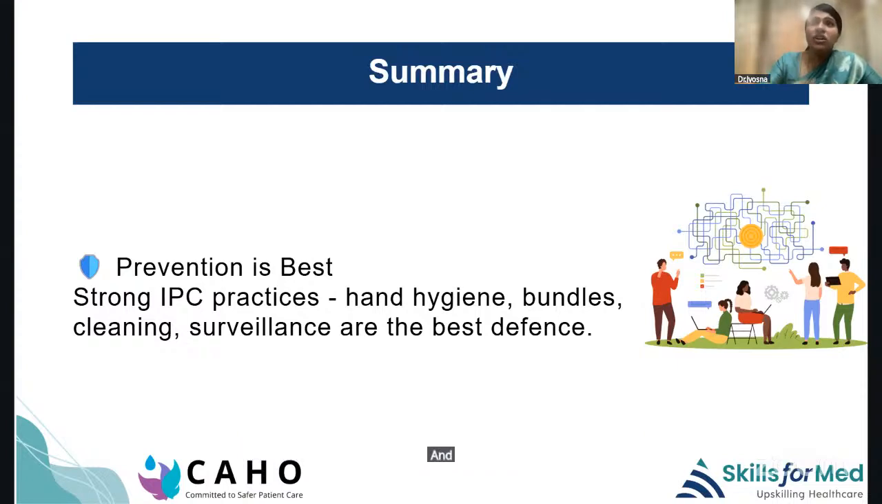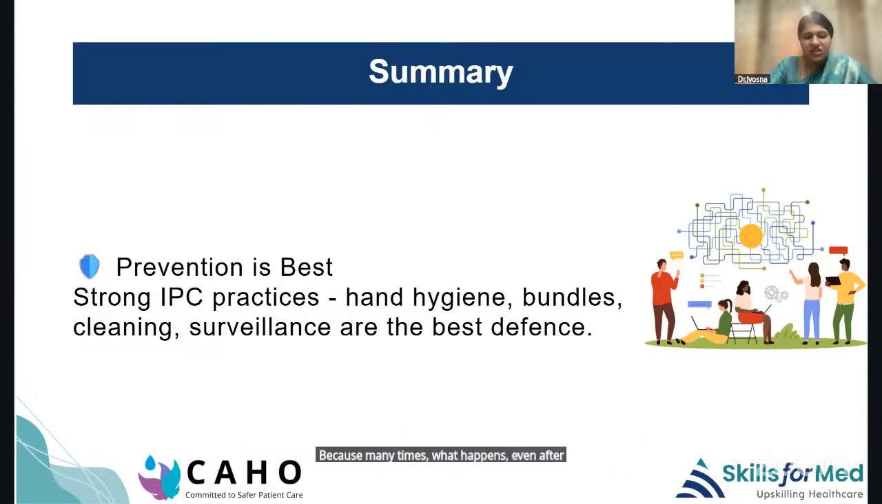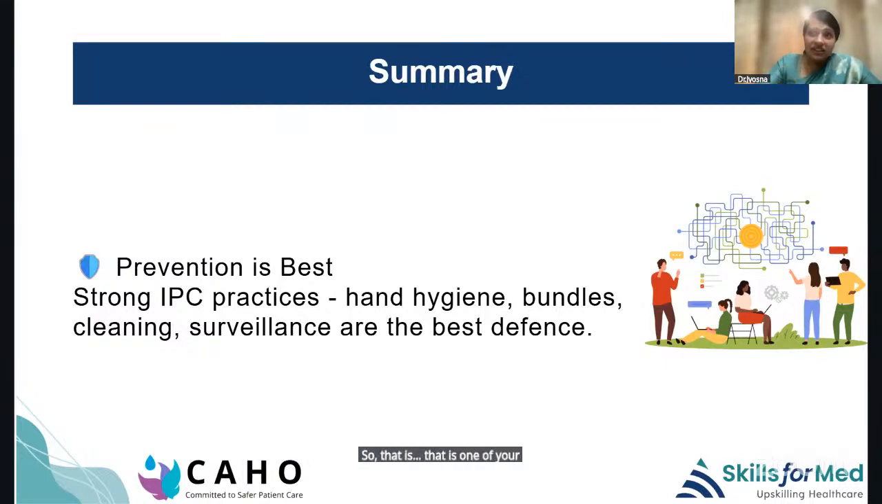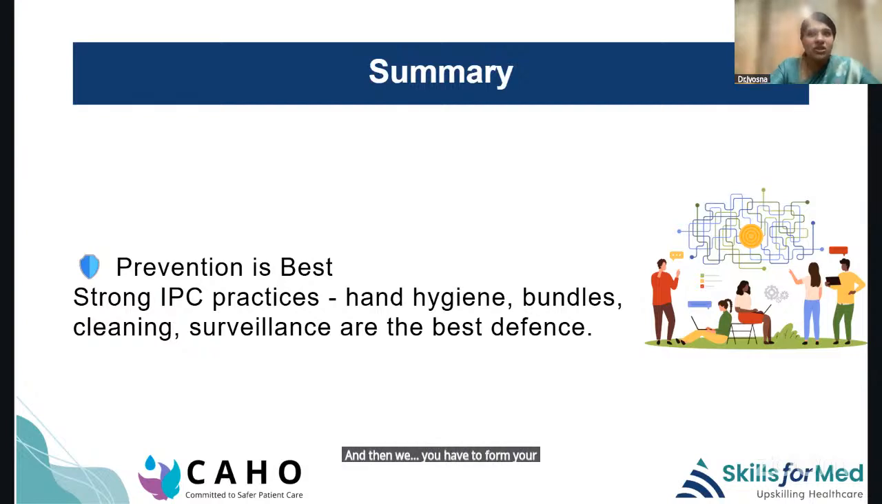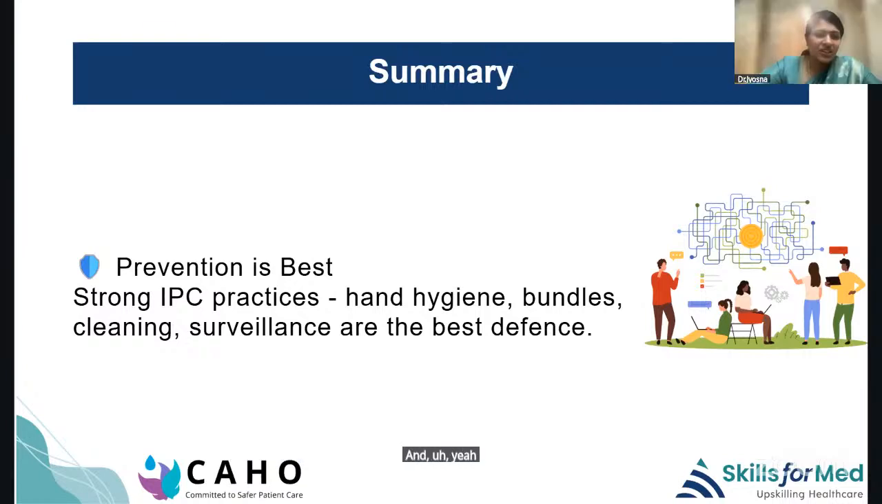And fifth, after you got your culture report, did they actually look at the culture report and change the antibiotic as per the report or not? Because many times, even after getting the culture report, they will continue with the same high end antibiotic even if the lower antibiotics are sensitive. So that is one of your QIs. Another QI is whether blood cultures were drawn before starting the antibiotic in case of sepsis from your emergency department. So you have to form QIs as per your hospital setting, and then form your AMSP team just like you formed your HIC team, and conduct meetings regularly as well.